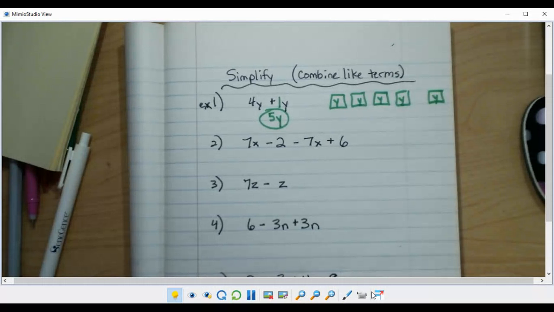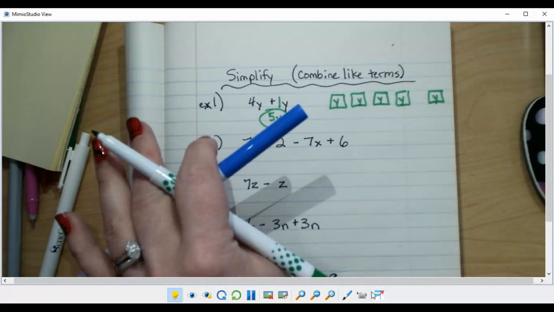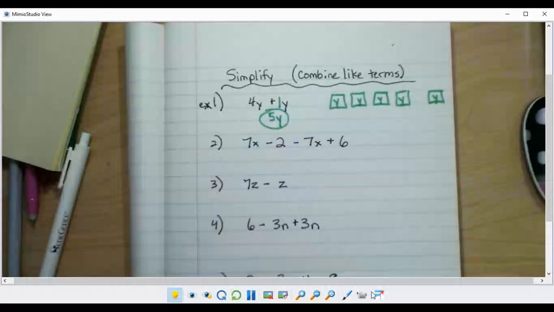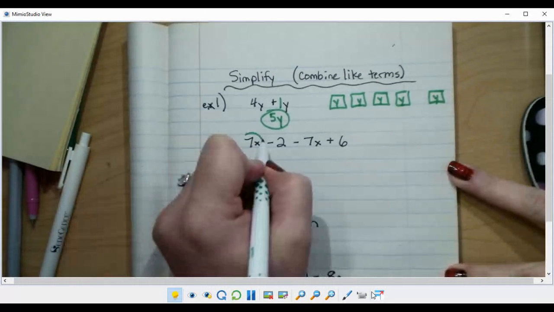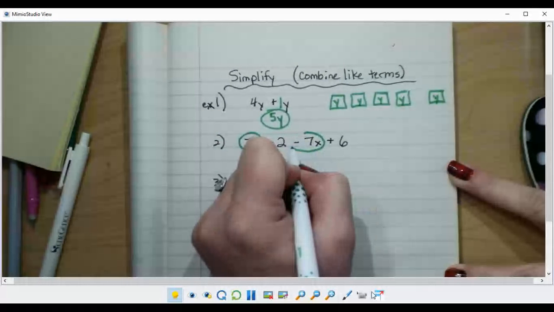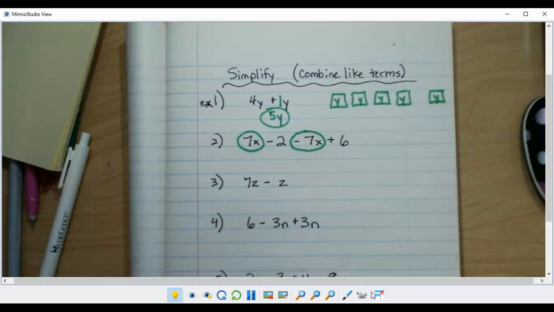For number 2, 7x minus 2 minus 7x plus 6. Do I have like terms? Yes. Now, if you are a lover of office products, markers, colored pencils, whatever, this is a perfect time to use them. If you are not a lover of office products, one single pencil will do the trick. All right. So you can mark them off with shapes. Anything that's an x, I'm going to circle. Now, a good habit is to take the sign in front of it, and I'll show you why in a minute. Okay. So all of my x's I did with a circle.